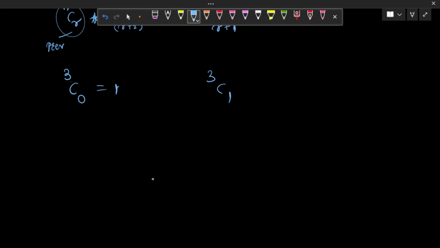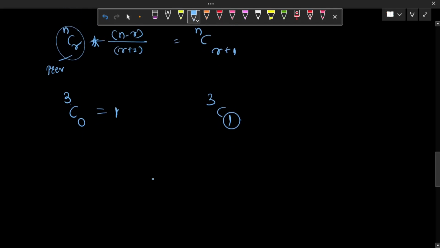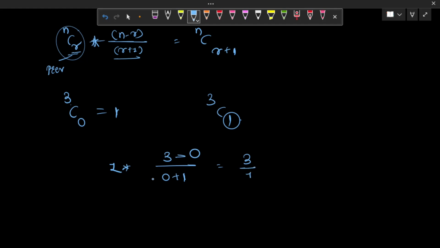I have to calculate 3C1, but how will I calculate it? So this is 3C0, and this is r. What is the r for this value? r is 0. So 1 multiplied by (3 minus 0), and r plus 1 is 0 plus 1. So 3 minus 0 is 3, 3 divided by 1 is 3. So the answer is 3. So nC(r+1), that is 3C1, is 3.